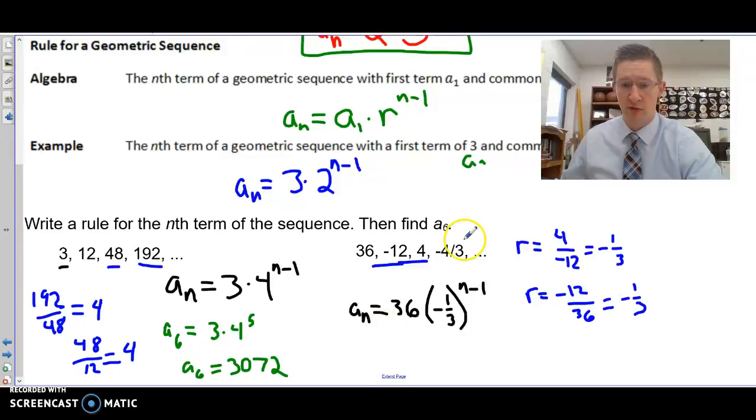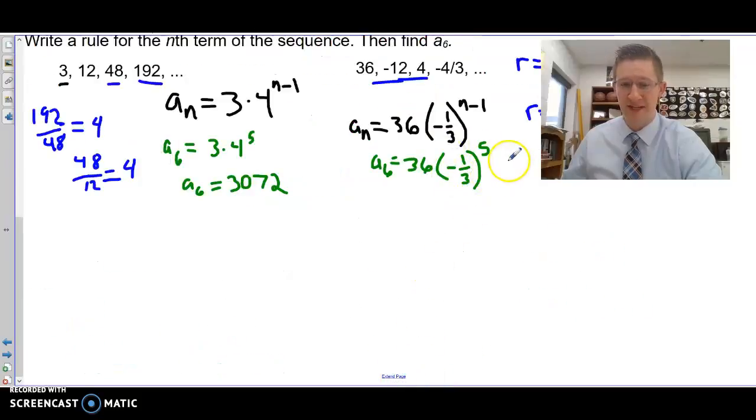Now, if I'm going to use that rule to find the sixth term, that would be a matter of me plugging in 6 for n. And carefully doing this on my calculator, knowing that I'm multiplying by 36 at the end, I take negative 1/3 to a power first. And 6 goes in here. 6 minus 1 is 5. So negative 1/3 to the 5th times 36. We'll save you a little bit of time and just look it up. That's going to be negative 4 over 27 when you're all done with that one.